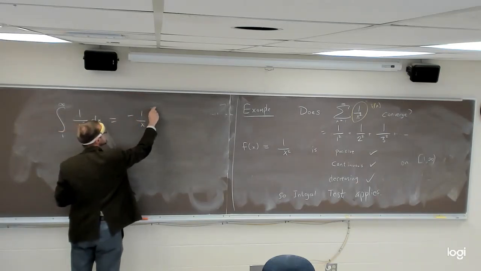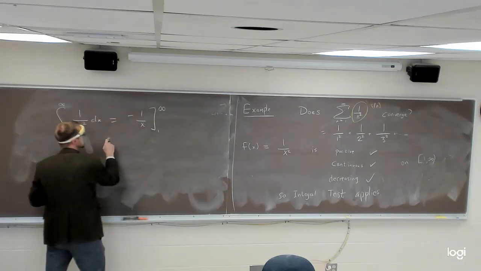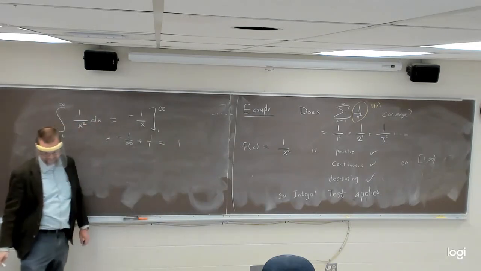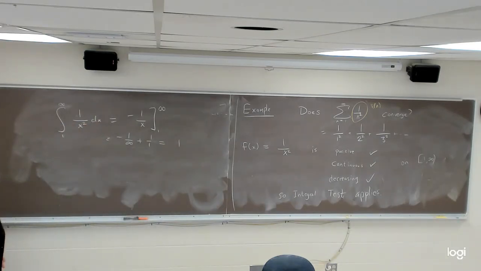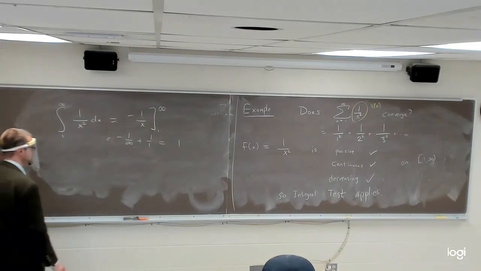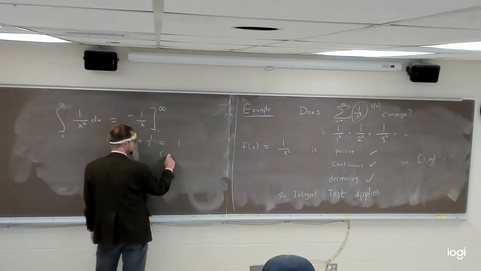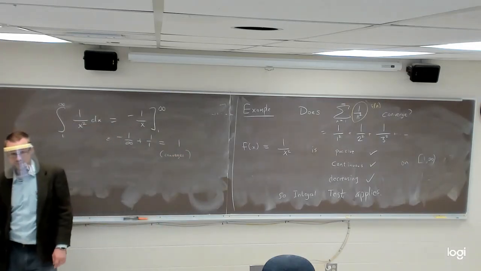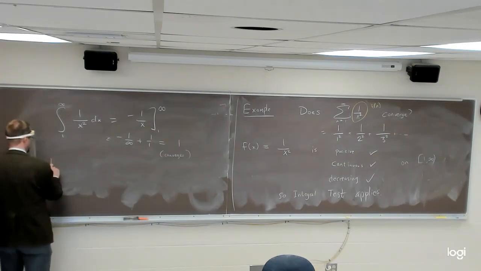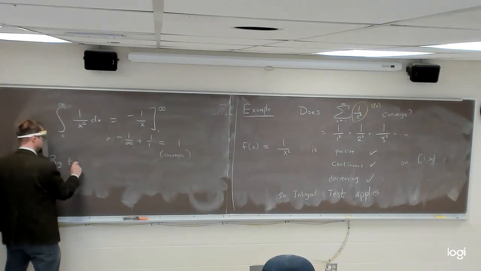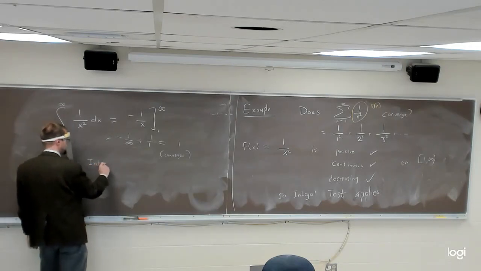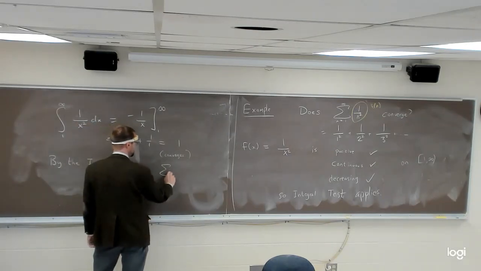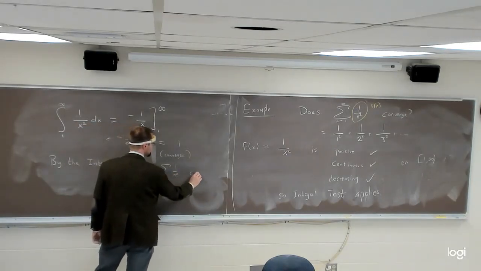Take the antiderivative, plug in the endpoints, negative 1 over infinity minus 1 over 1. The integral is 1. The most important thing about 1 is it's not infinity. So that improper integral converges. And what we'll say is by the integral test, the sum of 1 over n squared converges too.